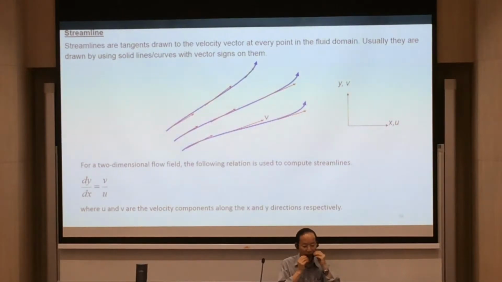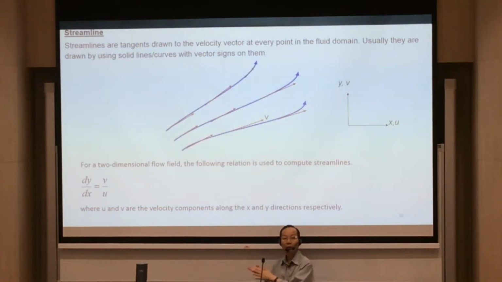With the definition and mathematical expression for the pathline, we also have the streamline. So what are streamlines? Streamlines are tangents drawn to the velocity vector. This fluid has velocity, and velocity is a vector because it has magnitude and direction. So streamlines are drawn tangent to the velocity vector at every point in the fluid domain. If you see all these red arrows there, these are streamlines.